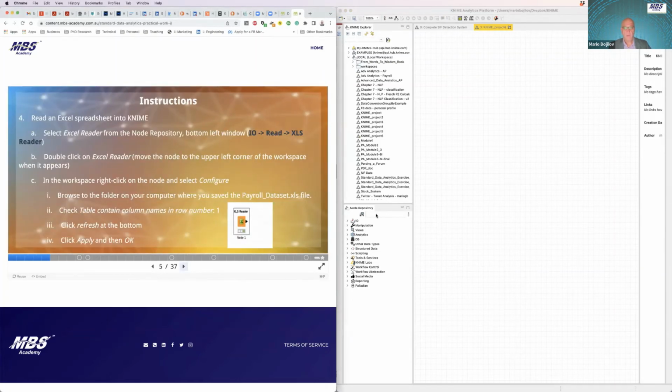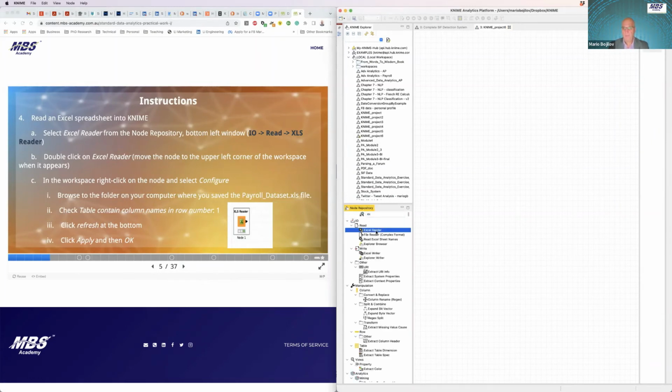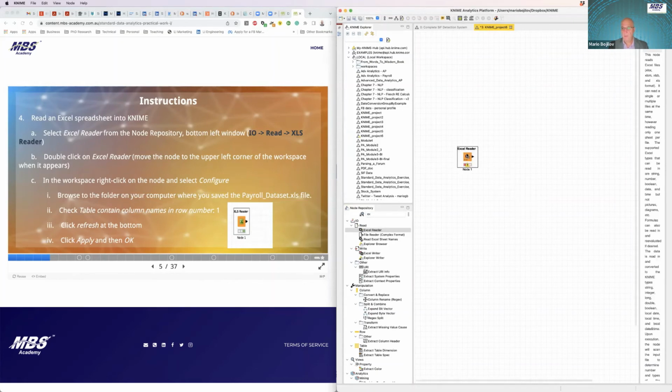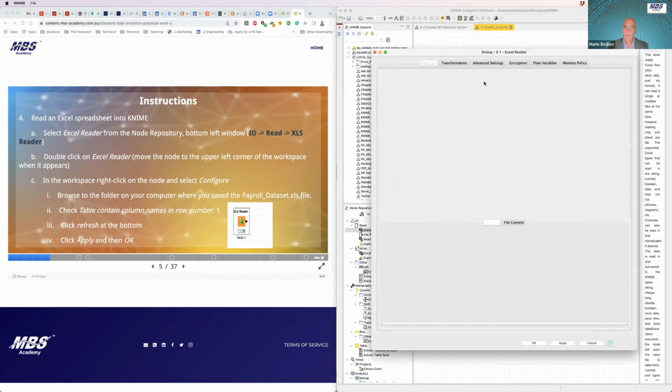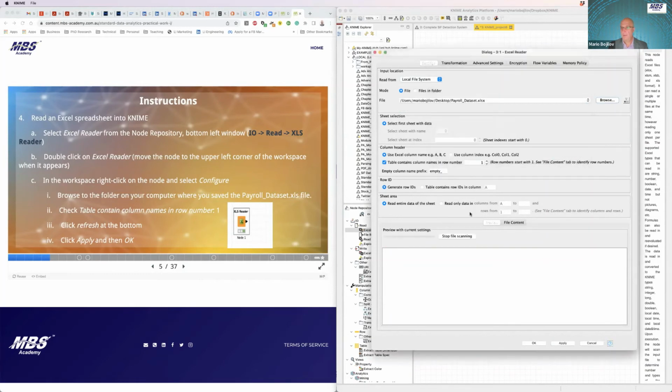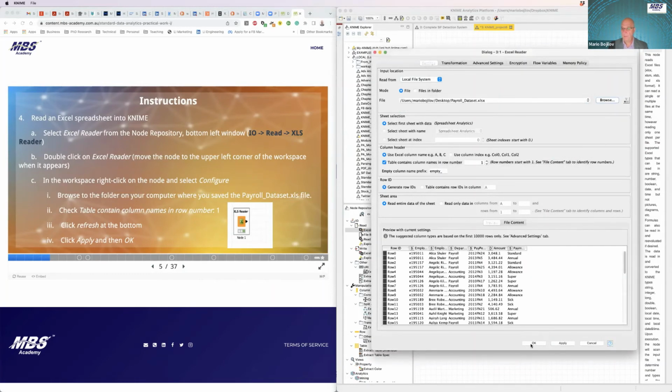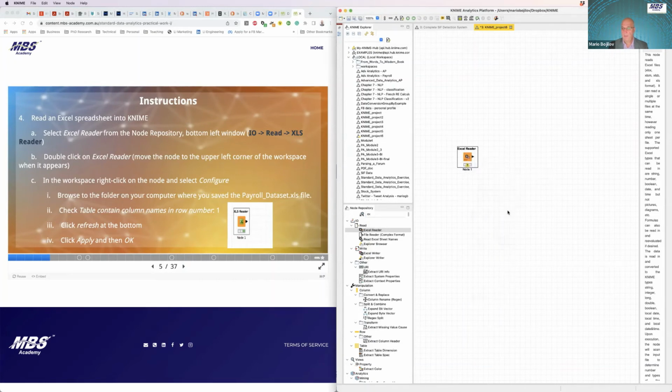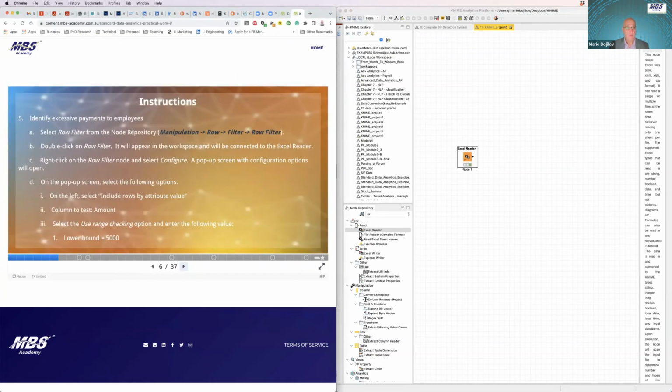So now I want to select Excel Reader from the node repository. So here's Excel Reader. I've selected it. I will then work out where the file is that I need, the payroll data set. Okay, I'll click on OK, execute. I have read the full Excel spreadsheet into my computer now. So no programming here, as I said, just drag and drop these little colorful blocks on the screen.